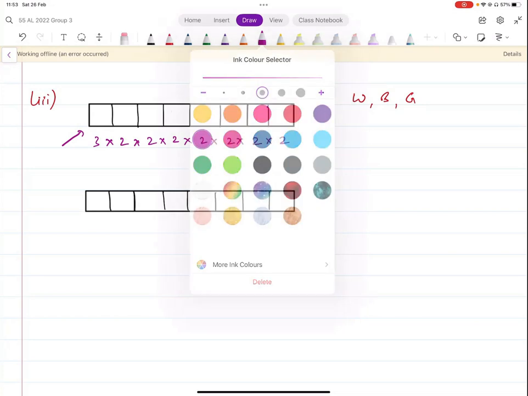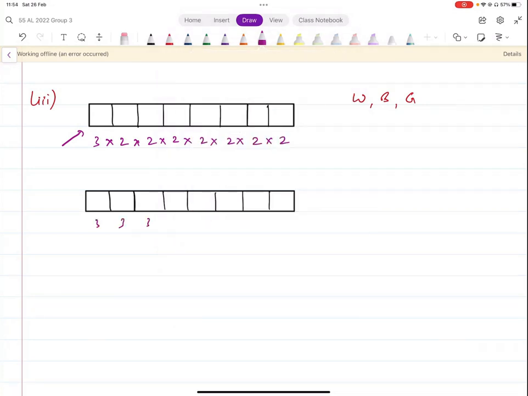3 raised to power 8, right? Because we've got 3 options for the first box, 3 for the second, 3 for the third. For every box there are 3 options; we can put any of the three tiles. So we've got 3 into 3 into 3 and so on until 3 raised to power 8. So this is 3 into 2 raised to power 7, and this is 3 raised to power 8. This is the total possibilities, and these are the number of cases that satisfy our condition.